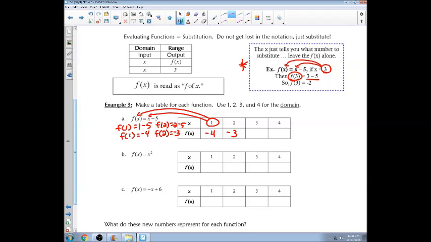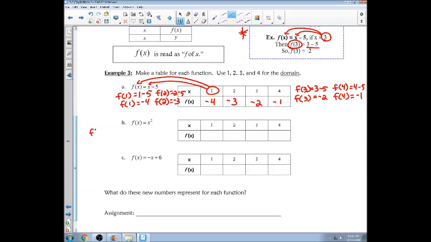I'm going to put 3 in for all the x's. F of 3 is equal to 3 minus 5. So f of 3 is equal to -2. And then f of 4 is equal to 4 minus 5. So f of 4 is equal to -1. And you are done at that point. I'm going to do the same thing in B.